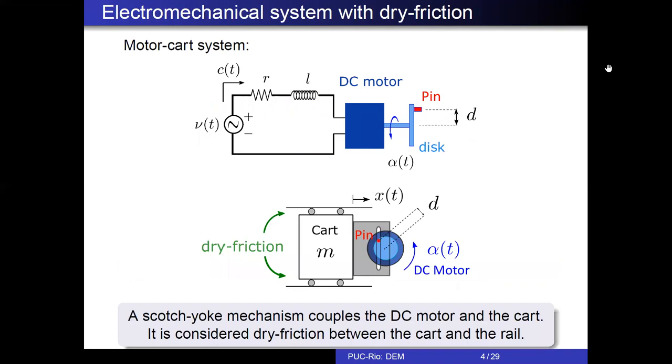The system analyzed in this work is composed of a DC motor coupled by a mechanism called scotch-yoke to a cart. How does this mechanism work? Attached to the motor axis there is a disc, and at a distance d from the center of the disc there is a pin. This pin slides into a slot in a plate which is attached to the cart. The scotch-yoke transforms the rotational movements of the disc, which we call alpha, into a horizontal translation of the cart over a rail. We call the position of the cart x. We consider the existence of dry friction between the cart and the rail. The electrical current in the DC motor is called C, and the imposed source voltage is V.